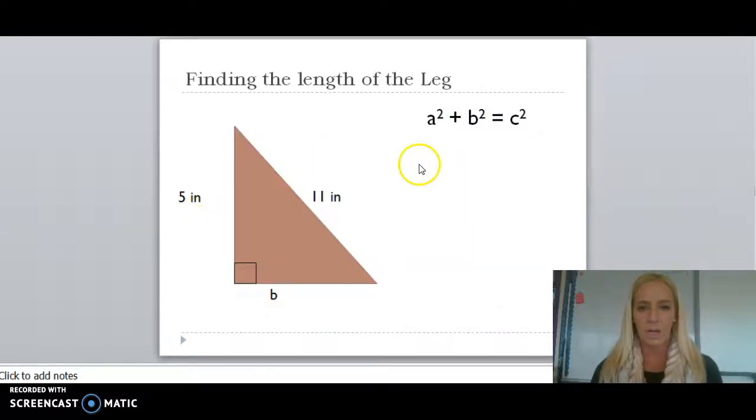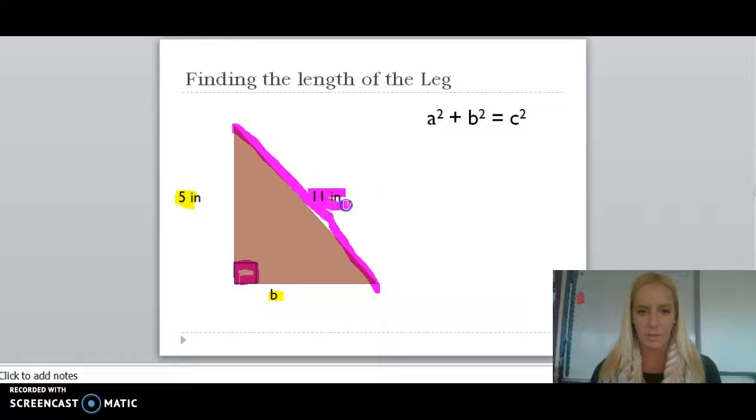Alright, let's look at another example. Again, I have a squared plus b squared. The line opposite of my right angle is my hypotenuse. In this case, 11 is my hypotenuse. So let's go through the problem by plugging in our information. So 5 squared plus b squared, which is our unknown, equals c squared.